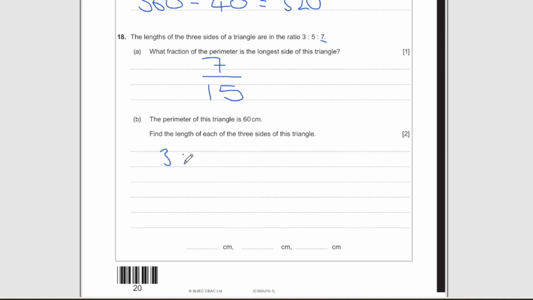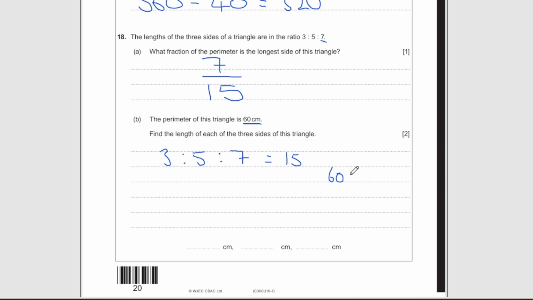3 to 5 to 7. And we're sharing in a ratio again. So there's 15 in total because we've already added them up. If we add them up, 3 plus 5 plus 7, we get 15. And it's 60 centimetres total. So there's 15 parts, 60 centimetres.